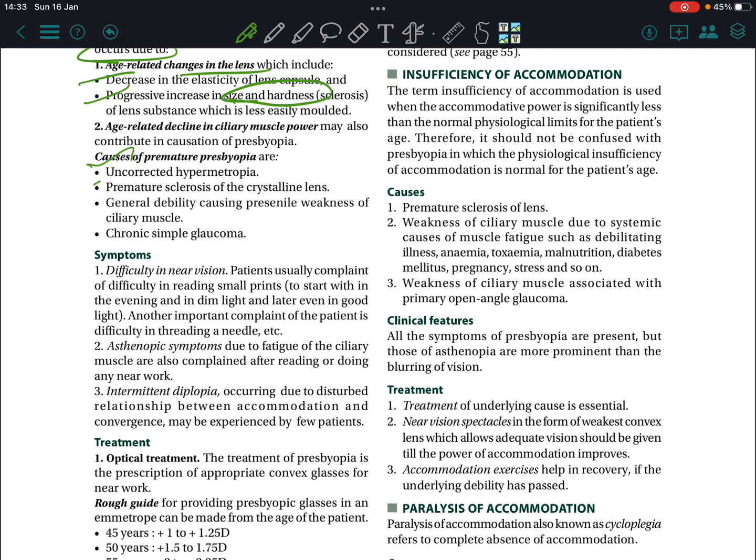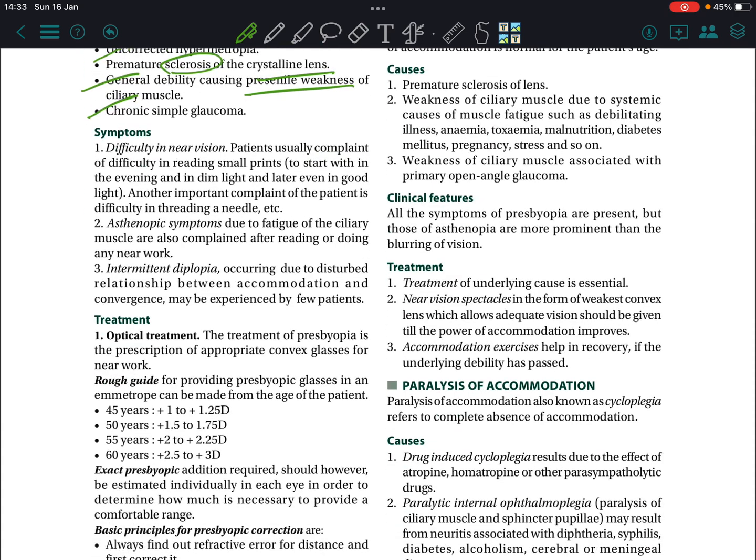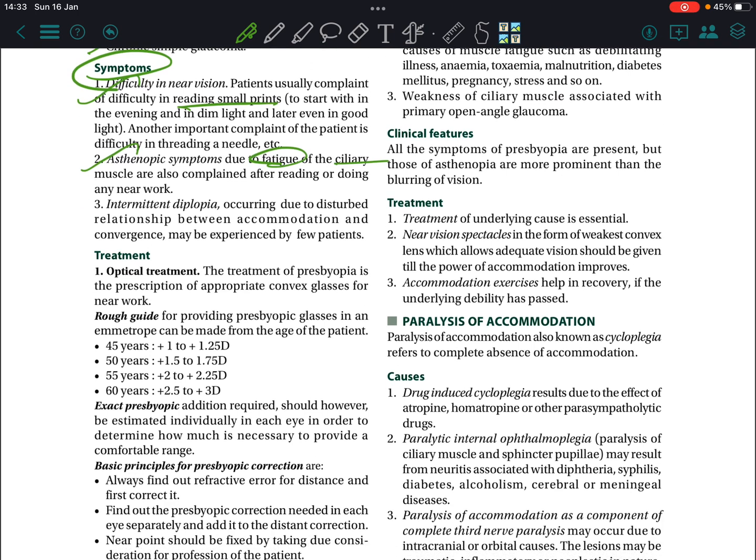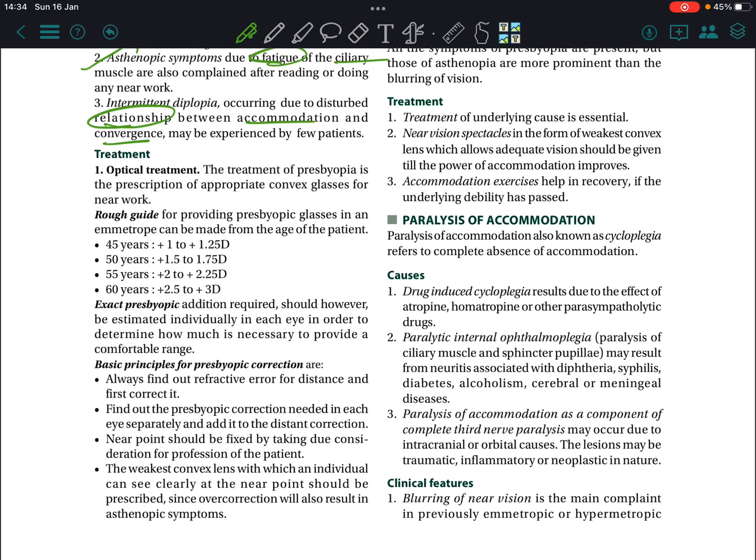Causes of premature presbyopia: uncorrected hypermetropia, premature sclerosis of the crystalline lens, general debility causing weakness of ciliary muscle, chronic simple glaucoma. Difficulty in near vision: patients usually complain of difficulty in reading small print in dim light or in the evening, even in good light. Asthenopic symptoms due to fatigue of ciliary muscle. Intermittent diplopia, due to disturbed relation between accommodation and convergence, may be experienced by a few patients.